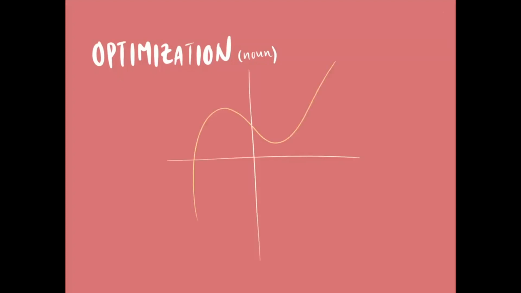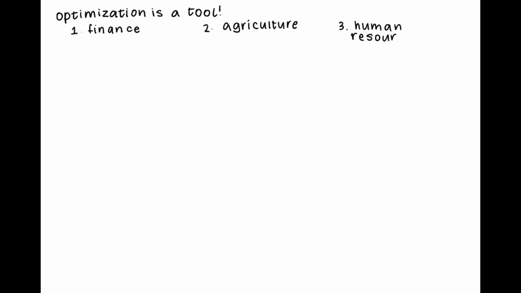Optimization is a technique to find the maximum or minimum of a function of several variables subject to a set of constraints. Optimization is a tool with applications across many industries and functional areas. The three most common industries are finance, agriculture, and human resources.